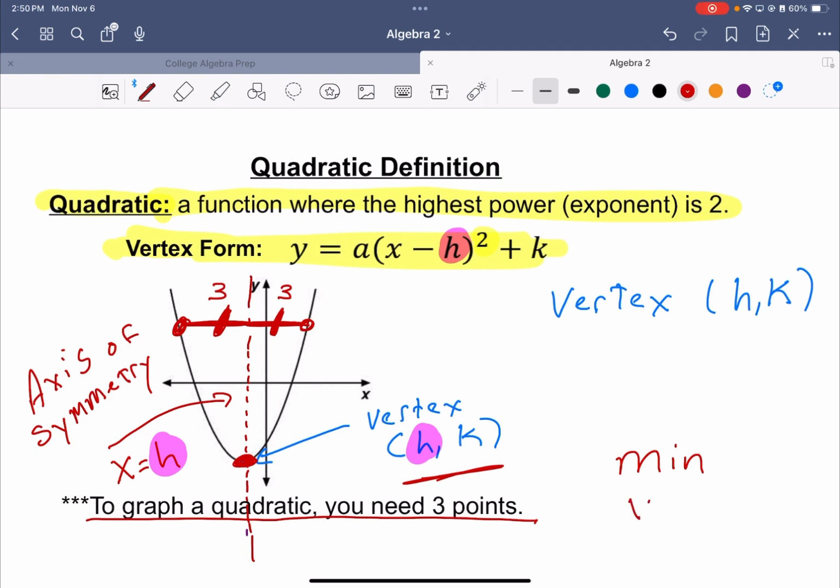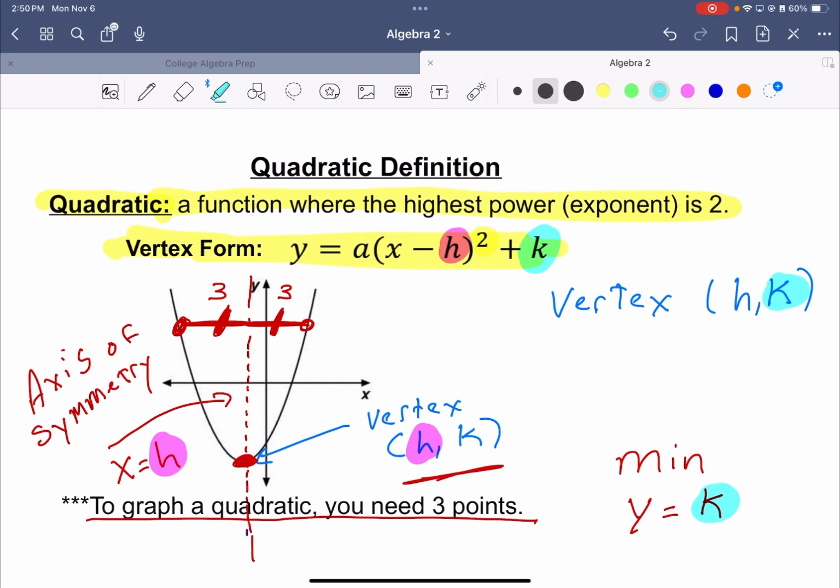That minimum is going to be y equals k. Or it's just going to be your k value. It doesn't have to be y. It's not really a line. It's a point. But it's the k point. So this here and that there are the same things. They're the same numbers. Okay.